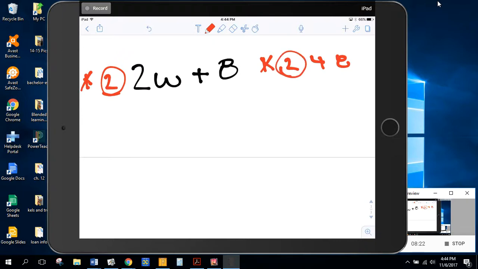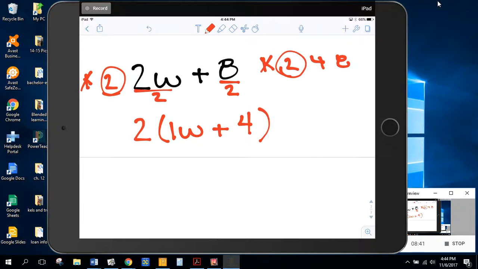All right, since we're doing the opposite of distribute, we're going to say goodbye. So 2 leaves the party. He exits the front door, and then we need to divide everything by 2. So 2 divided by 2 is going to be 1w, plus 8 divided by 2 is 4.